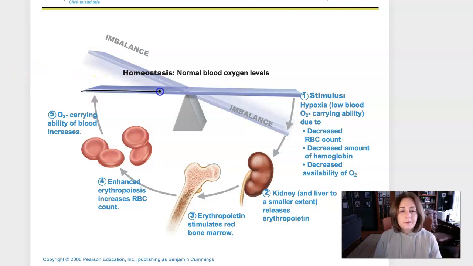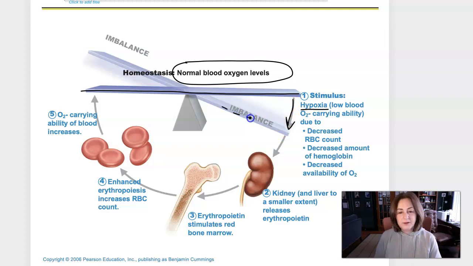So using the teeter-totter analogy, which I love, we've used this before, here they're looking at normal blood oxygen levels. If we have hypoxia, a low oxygen level in the blood, an imbalance where the oxygen is too low, that's sensed by the kidney. Just as when we talked about the renin-angiotensin mechanism in the endocrine system, how if the kidney sensed a low blood pressure it would secrete renin, the kidney's also very sensitive to oxygen content.